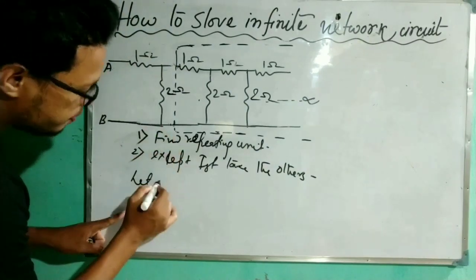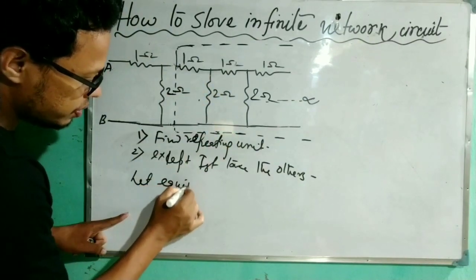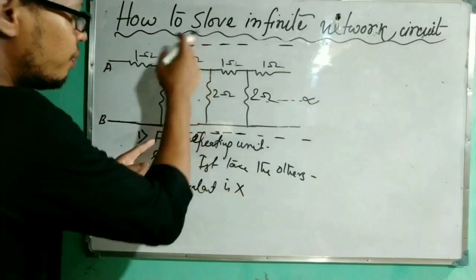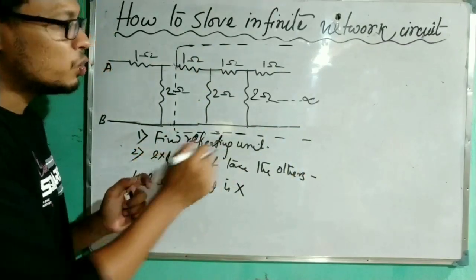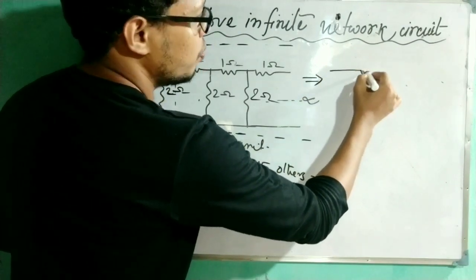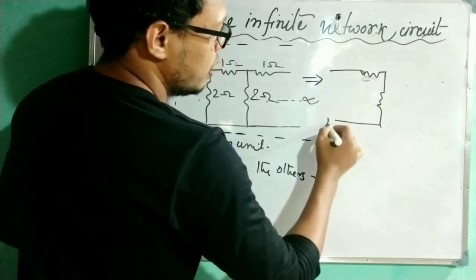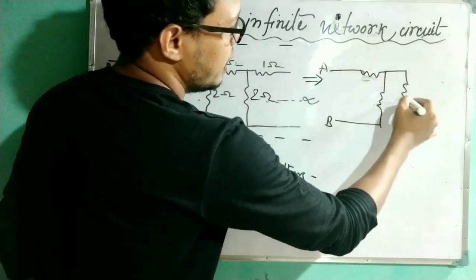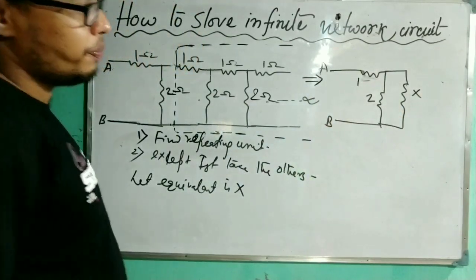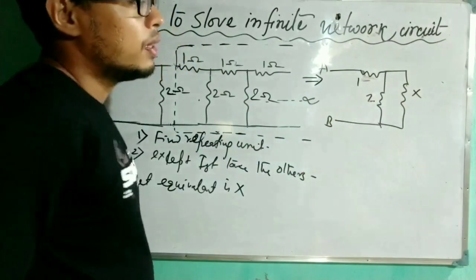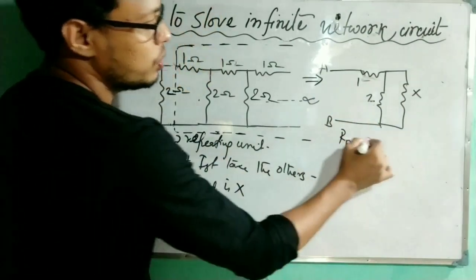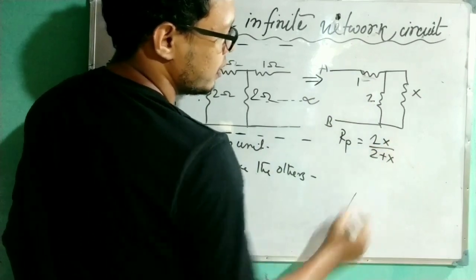Now let the equivalent resistance be X. For which one? For this infinite network circuit it is X. So what will the circuit be after that? This is 1, this is 2, with V and A over here, and this resistance is X. Now see, this X and 2 are in parallel. So the parallel combination will be 2X divided by 2 plus X.